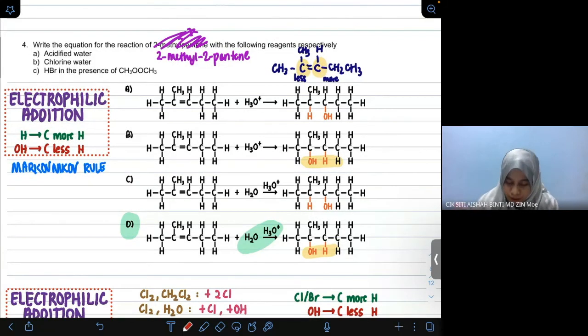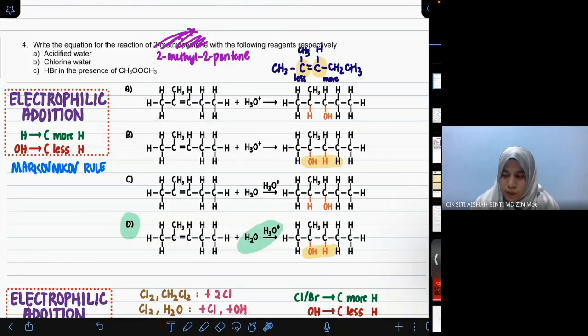This reagent looks quite long, Miss. Here, HBr in the presence of CH3OOCH3, dimethyl ether. Is that its name? I don't remember. Okay, so this is actually the reaction. So what is the difference? Why is there CH3OOCH3? When we're talking about HBr in the presence of this reagent, actually it follows the anti-Markovnikov rule.